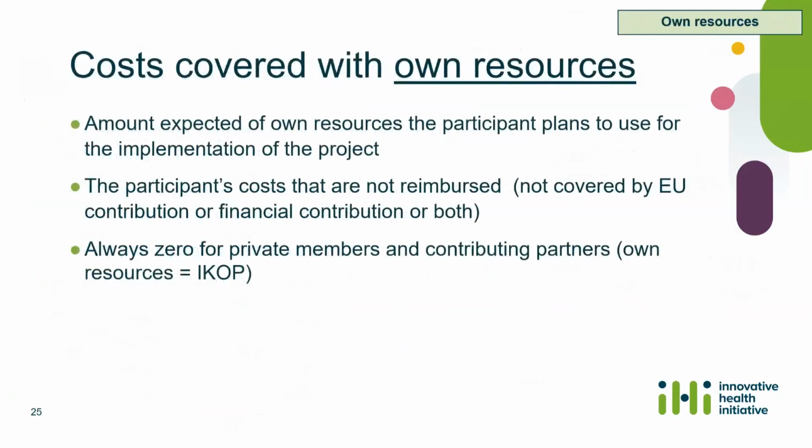And then another option is to have your costs covered with your own resources. That's basically when the costs have not been reimbursed either by EU contribution or by financial contribution or by both. This is when the beneficiary covers its own costs itself, and those costs are not reimbursed. And so this column is always 0 for the private members and the contributing partners, because their own resources are actually equal to their ICOP.